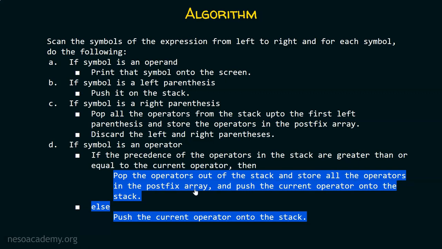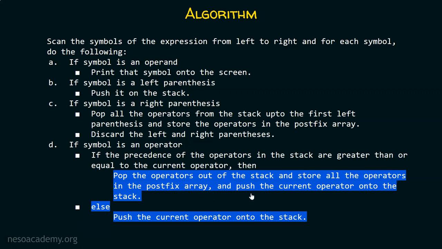I have already told you the reason behind this. Because later on we have to evaluate our postfix expression as well. We can't simply print the whole postfix expression onto the screen. We have to store it somewhere, right? So this is important. That's why we will not only pop the operators out of the stack, we will store them onto the postfix array.